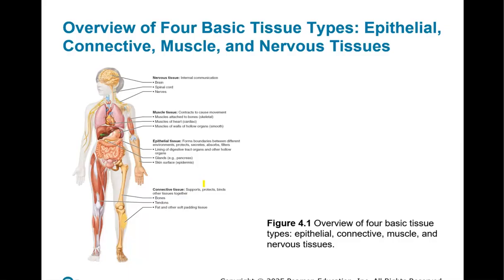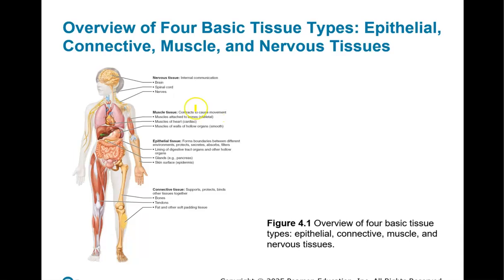This slide is showing you, and I'm trying to find slide number 5. So this slide is showing you some examples and a little bit of a summary of each of the tissue types. The nervous tissue and muscle tissue, we really will not spend that much time on because we have chapters that cover nervous tissue and muscle tissue.